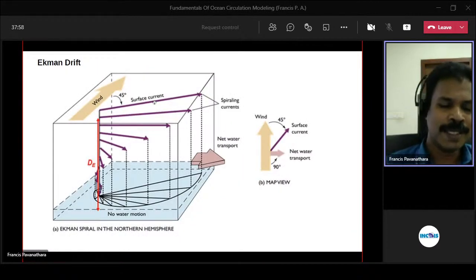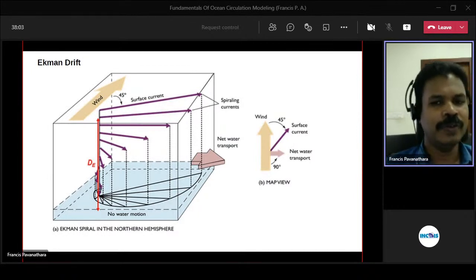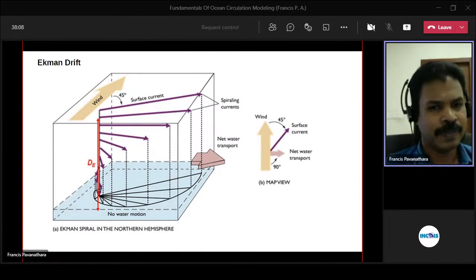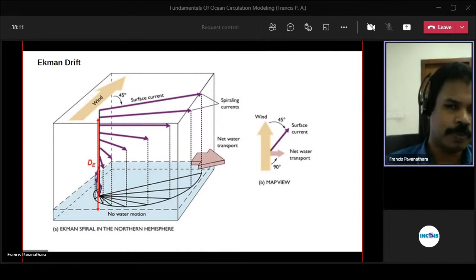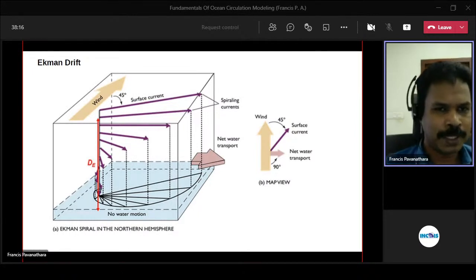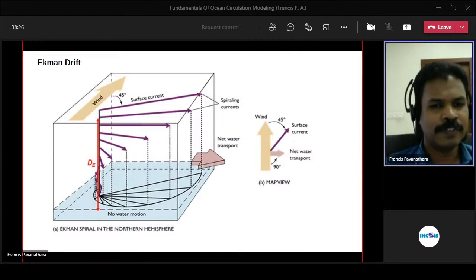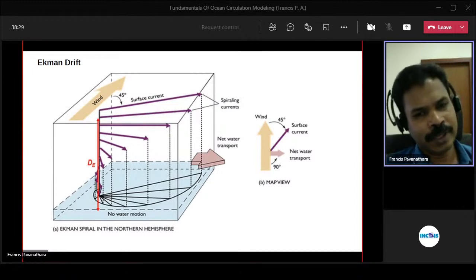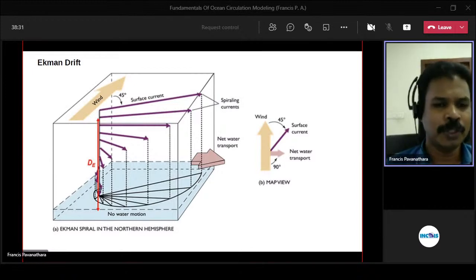Now, as a basic refresher, I just want to remind all of you that if there is a wind blowing on the ocean surface, then it transfers momentum to the ocean surface below. So it tends to push the water in the direction of the wind. But as you know, since it's on a rotating Earth's surface, there is a force that deflects the motion. It's called the Coriolis force, which we have seen earlier.